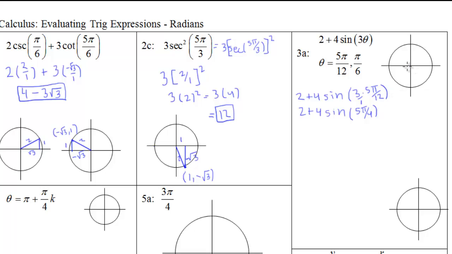So 5 pi over 4 is 1 1/4 pi. So that means that I want to go to pi, but then a quarter of pi more. So that's going to be right in the middle of the third quadrant. Remember that it's 1 pi over 4, 2 pi over 4, 3 pi over 4, 4 pi over 4, 5 pi over 4. So that's a 45, 45, 90, which is a 1, 1, root 2.